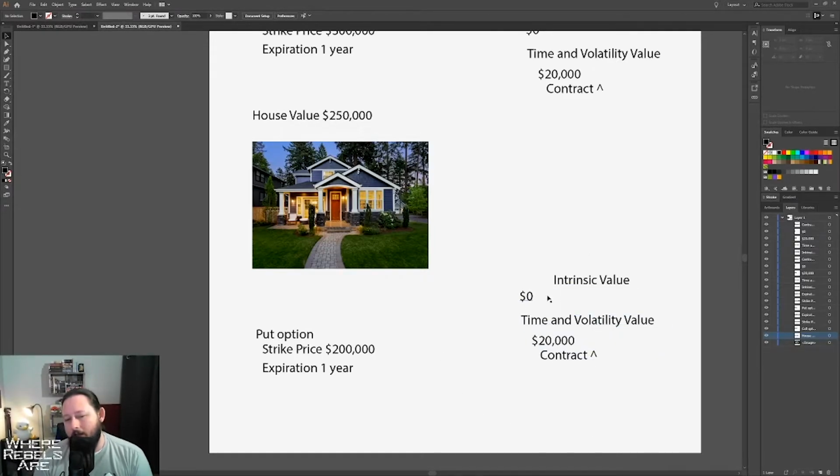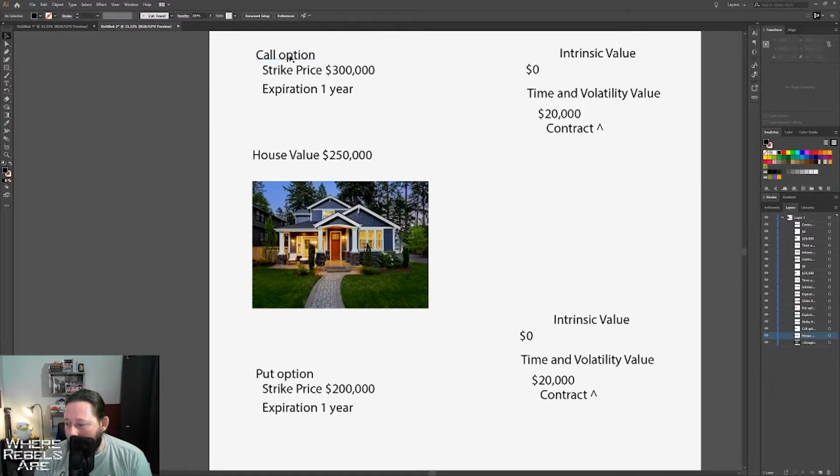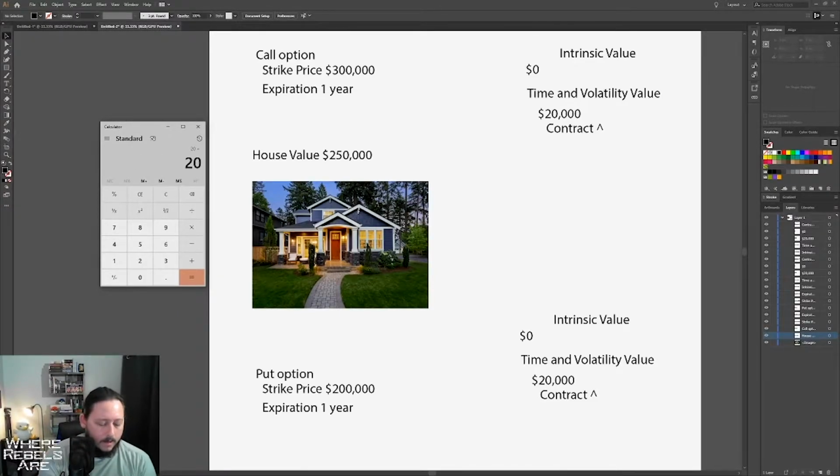We're going to assume that all things remain the same and that the time and volatility would represent $20,000. In both situations, whether it's a call, an expectation that the market will increase, or a put, an expectation that the market will decrease, you're still paying these two values for the contract. So the total cost of the contract, we're going to say, is $20,000. Not too bad. If you factor it in, how much is that? That's 8%. That's a little expensive for an insurance premium. But for a full year, that's kind of what you would expect in the stock market.